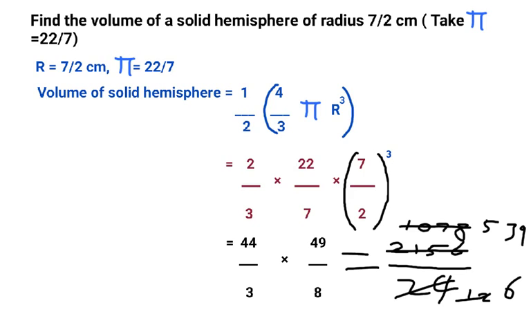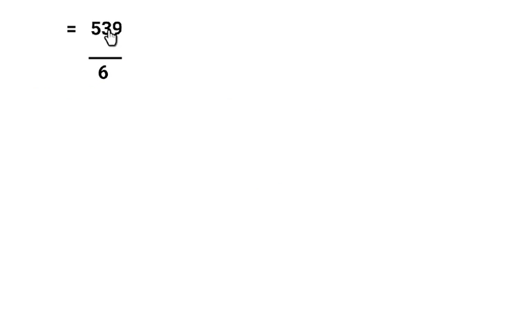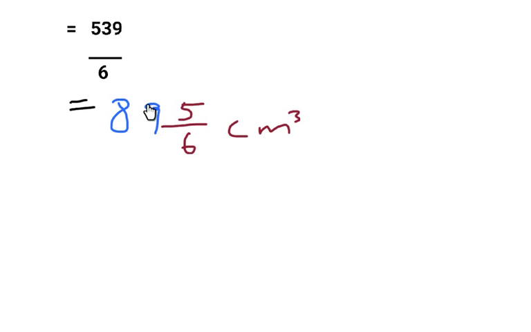So we are left with 539/6. When you divide 539 by 6, you will get a mixed fraction of 89 whole number 5/6. So you have your final answer as 89 whole number 5/6 centimeter cube.